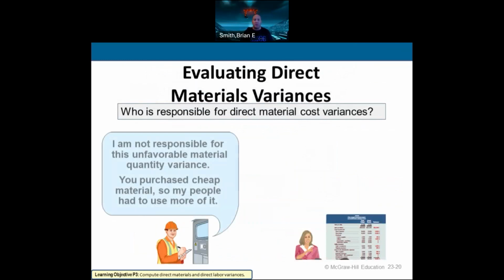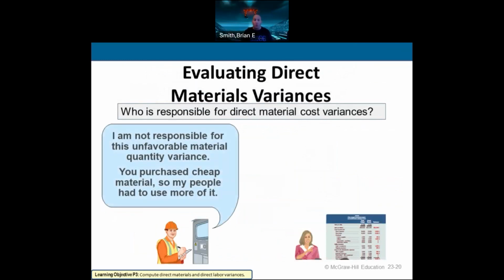It may be just as simple as saying, I don't know, because in this case, it says, I'm not responsible for this unfavorable materials quantity variance. You purchased cheap material, so we had to use more of it. Even though we paid the higher price for it, they may have gone cheaply, and so we had to use more of the product because it ran out.